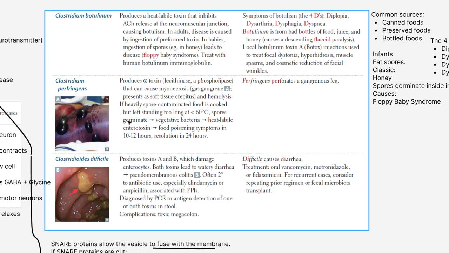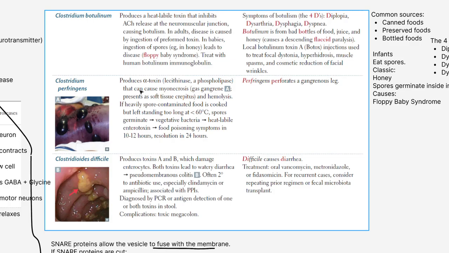So, this is something I'm trying to tell you here. Spores survive cooking, right? If heavily spore contaminated food is cooked, but you leave it standing outside at less than 60 degrees Celsius, the spores will basically germinate, right? They will multiply and cause the bacteria. This is vegetative bacteria. The spores germinate, they produce the enterotoxin. This is the heat labile enterotoxin. It causes watery diarrhea and abdominal cramps. They usually resolve in 24 hours.